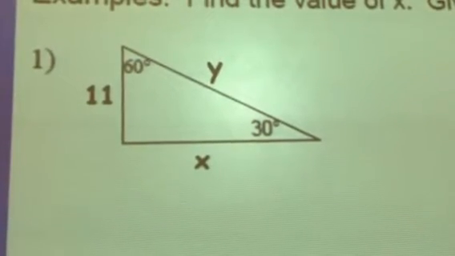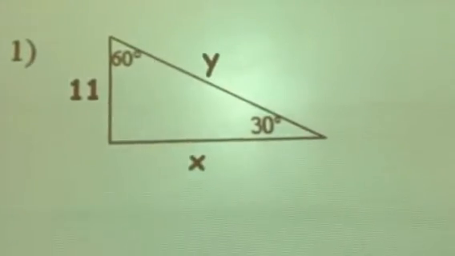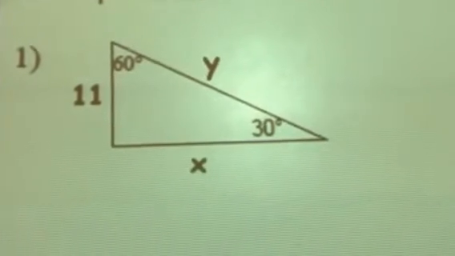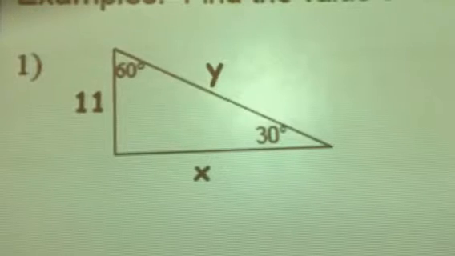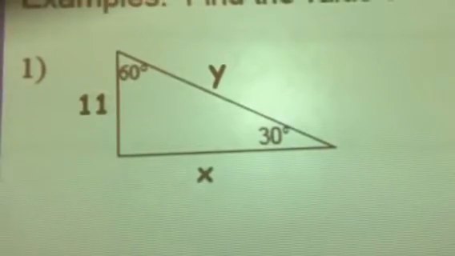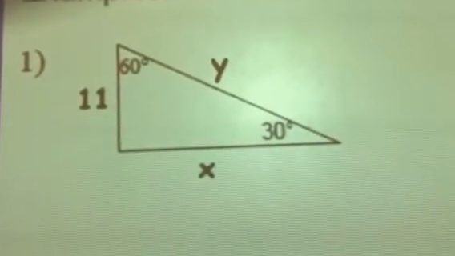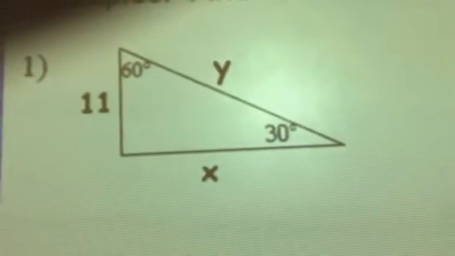Now let's do some example problems. We'll do a few and then I think you'll get the hang of it. So go ahead and write this example in your notes. You're just finding the values of x and y. You got a 30, 60, 90 triangle. Now I think they are easiest whenever they give you your short side first, that or the hypotenuse.